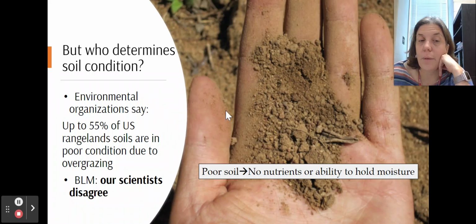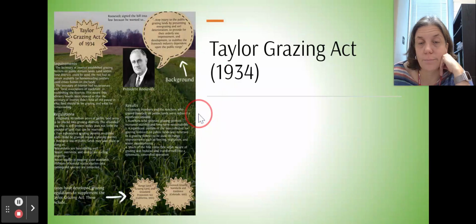But the Bureau of Land Management says we disagree. So there's not an agreement here. The BLM says, no, we're okay. And environmental organizations say, no, we're not okay.